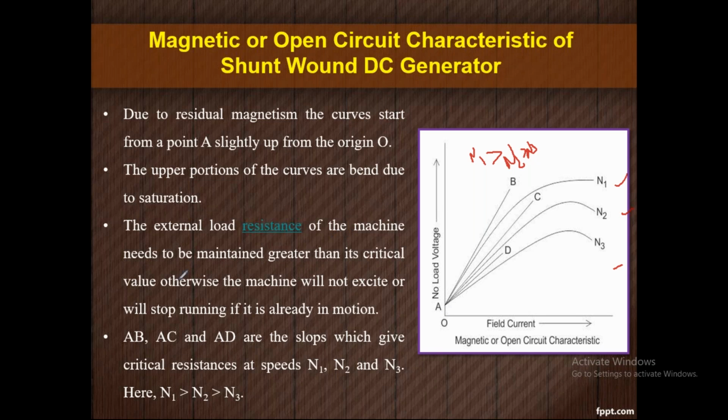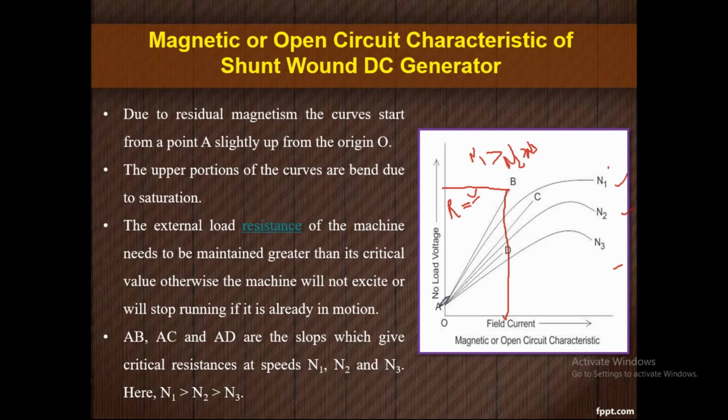Okay, now this is the graph we can obtain from the different speeds n1, n2, n3. Here AB, AC, AD are slopes which give the critical resistance at speeds n1, n2, n3. Why does it give the critical resistance? Suppose I take that AB value. Here we can calculate resistance equal to V by I. Now this value represents the voltage and this value represents the current. From this we can calculate the critical resistance of the generator when it has the speed n1.